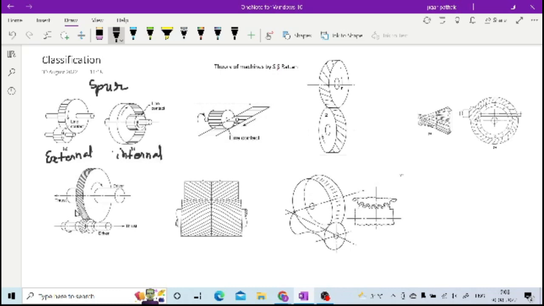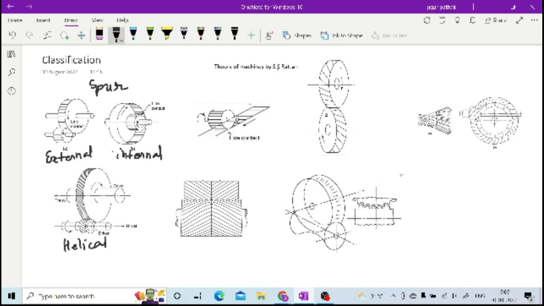and the below figure shows the helical gear. Helical gears have their teeth inclined at a certain helix angle, so they have that inclination. This is how you have gears on parallel shafts.